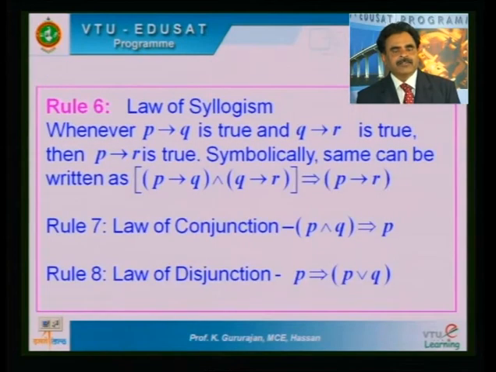Then the next one is the law of syllogism. Now if P implies Q is true and Q implies R is true, then certainly P implies R is true. So what is the law of syllogism? If P implies Q and Q implies R, then certainly P will imply R. Just like if there is a road from Belagam to Bangalore and a road from Bangalore to Chennai, certainly there exists a highway connecting Belagam with Chennai. A situation similar to that.